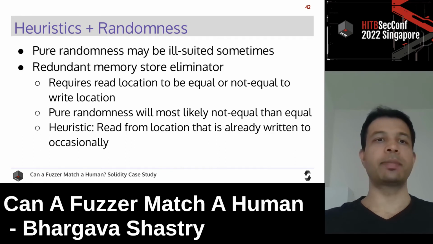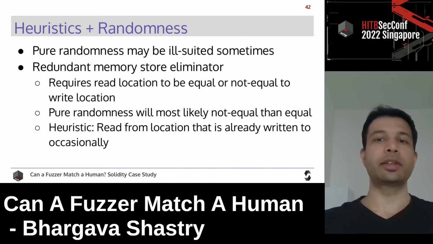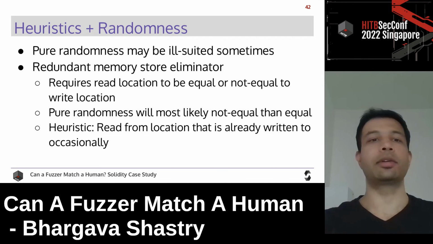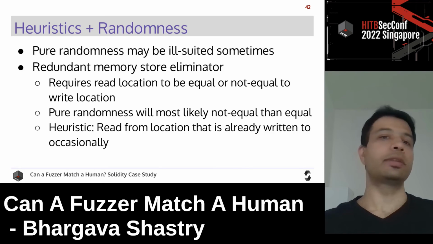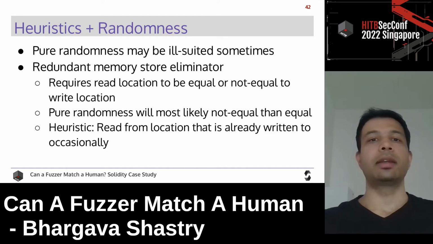We have an optimization pass called the redundant memory store eliminator, whose job is to eliminate redundant stores to memory. It requires the read location to be either equal or not equal to the write location to perform two different functions, to eliminate or not eliminate a write to memory. Pure randomness will most likely lead you to the not-equal case rather than equal. That is, most often fuzzers will synthesize a write to a location that's arbitrarily different from the read location, and very rarely exercise the equality path.